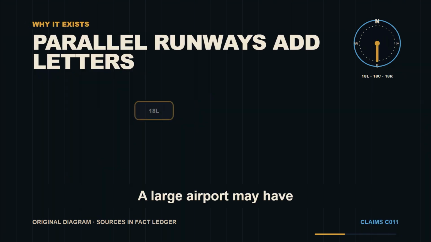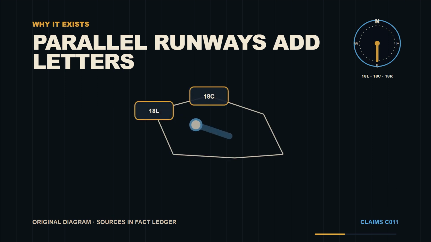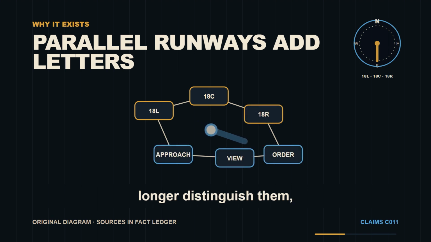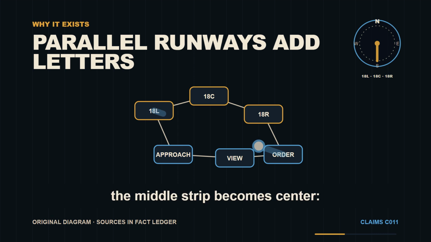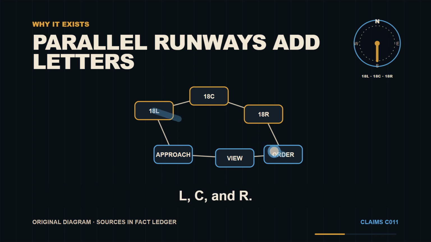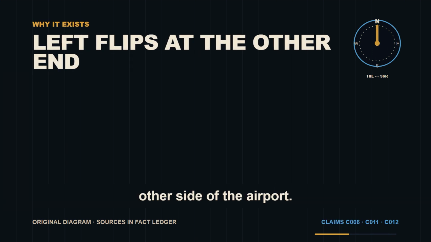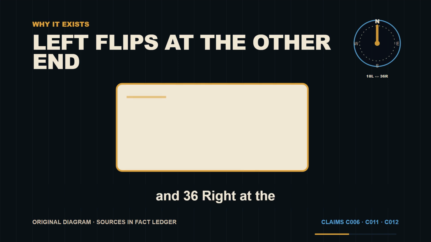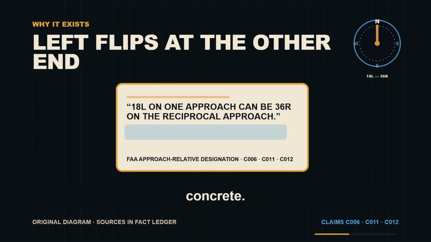A large airport may have two runways pointing almost exactly the same way. The number alone can no longer distinguish them, so the system adds left and right as seen on approach. With 3 parallel runways, the middle strip becomes center. L, C, and R approach from the opposite direction, and your left becomes the other side of the airport. That is why one slab can be 18 left at one end and 36 right at the other. The letters describe the pilot's view, not a permanent left or right property of the concrete.